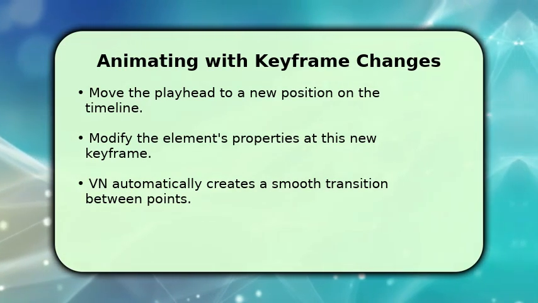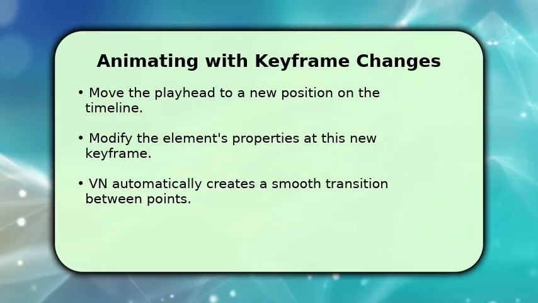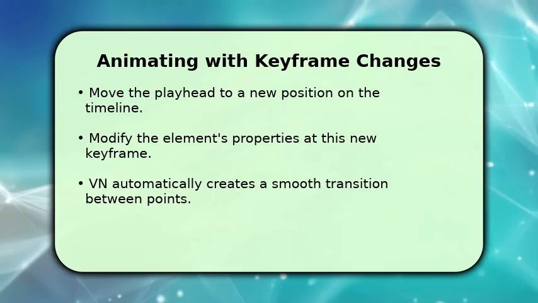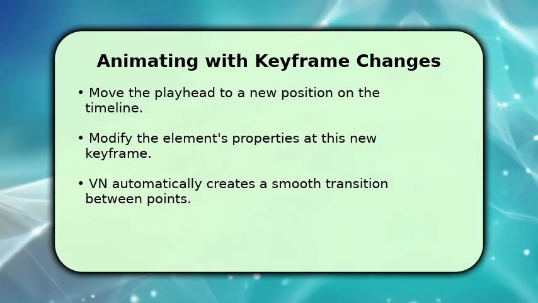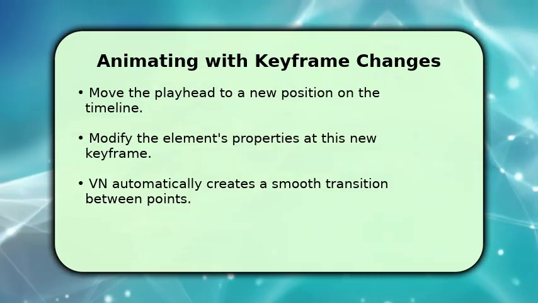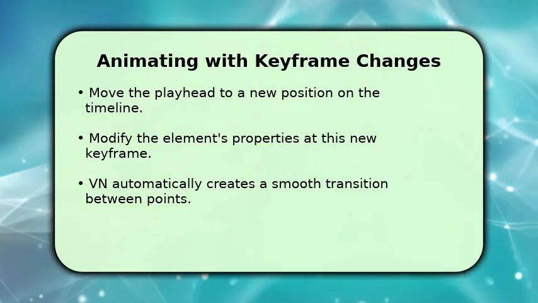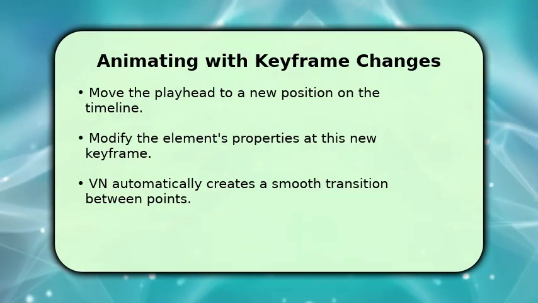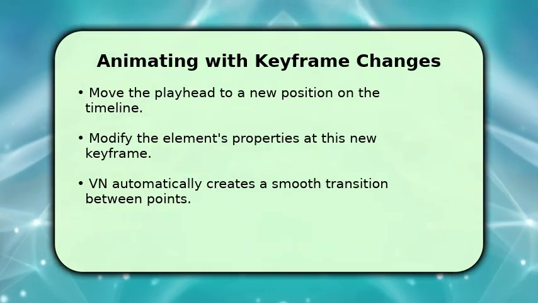Now, make another adjustment to your element's properties, like moving it across the screen or changing its size. VN will automatically add a second keyframe and generate a smooth, interpolated movement between your first and second keyframes. This process allows for seamless and professional-looking animations with just a few taps.